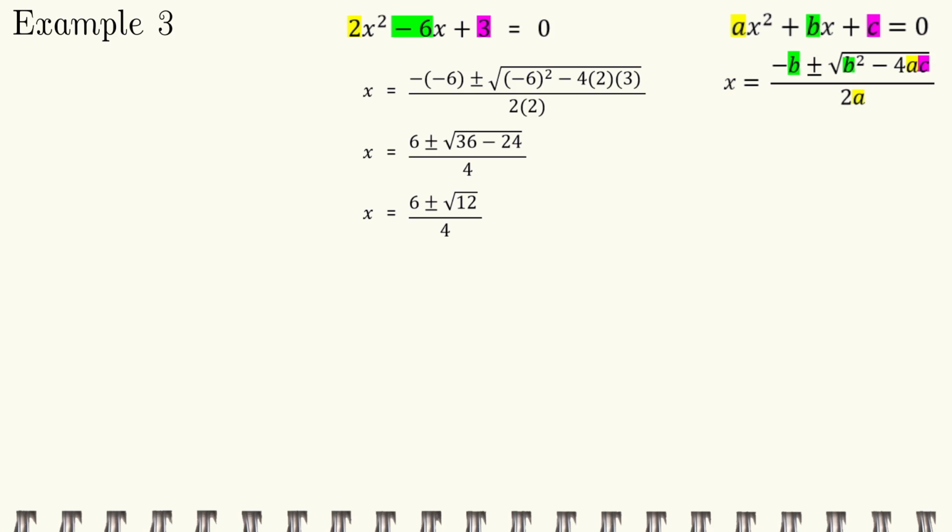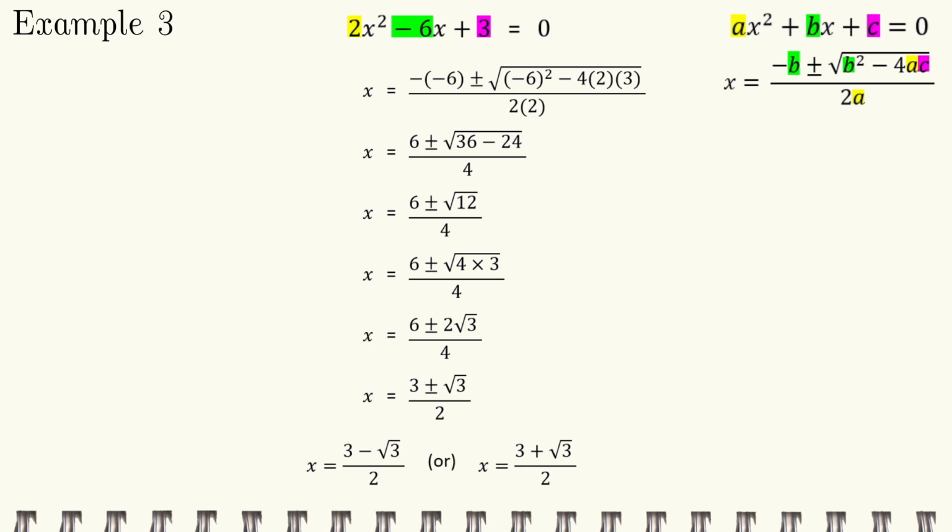Now, although this looks like a good stopping point, it can actually be simplified further. 12 is made up of 4 times 3. The square root of 4 is 2, which we take out of the square root sign. 6, 2, and 4 all have a common factor of 2. This means that they can all be divisible by 2, which leaves us with 3 plus minus the square root of 3 over 2.